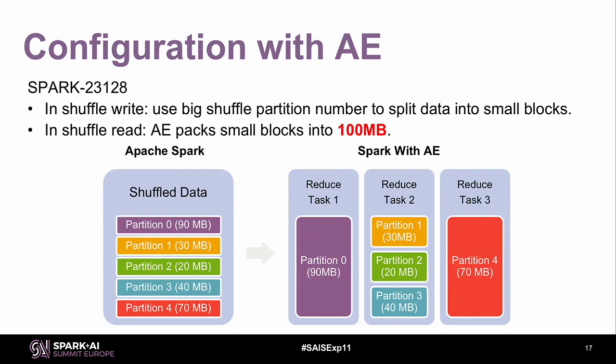Our solution is adaptive execution. Let's see how it works. In the shuffle write, we use a big shuffle partition number to split the data into small blocks. And in the shuffle read, the adaptive execution engine knows each block size, so it can pack the small blocks into 100 megabytes. In this example, after the shuffle write, all the partitions will be less than 100 megabytes. And in the shuffle read, AE makes each task process 100 megabytes of data. It's just perfect for our problem.